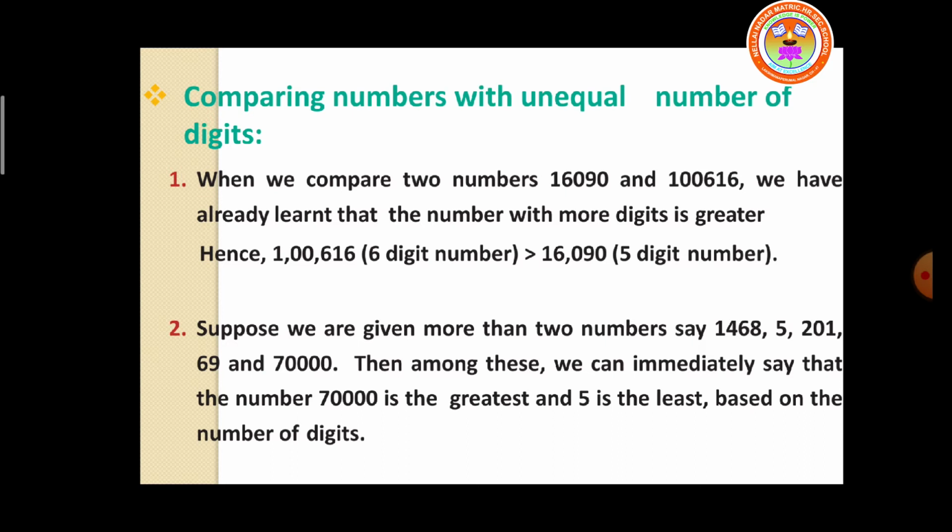See, the first number is a 4-digit number, the second number is a 1-digit number, the third number is a 3-digit number, the fourth number is a 2-digit number, then the fifth number is a 5-digit number. So among these, which one is greater, children? 5-digit number. So that is 7 lakh is greater. And which one is the least? 1-digit number, that is 5. So it is the least number. Are you clear with this concept of equal number of digits and unequal number of digits? Is it clear, children? Yes.